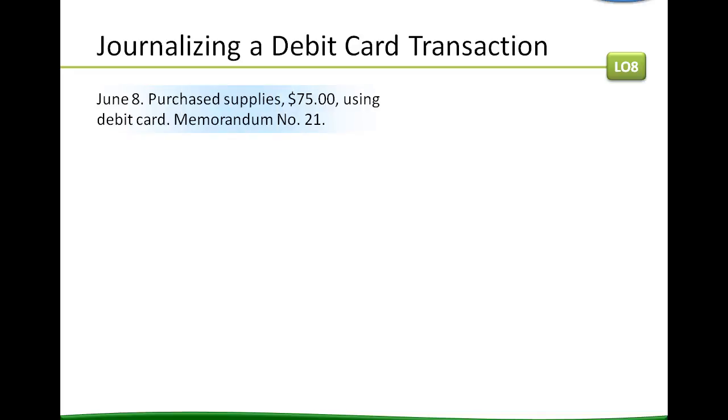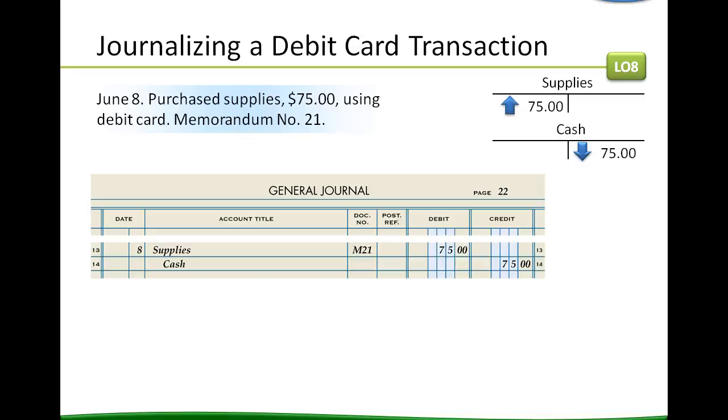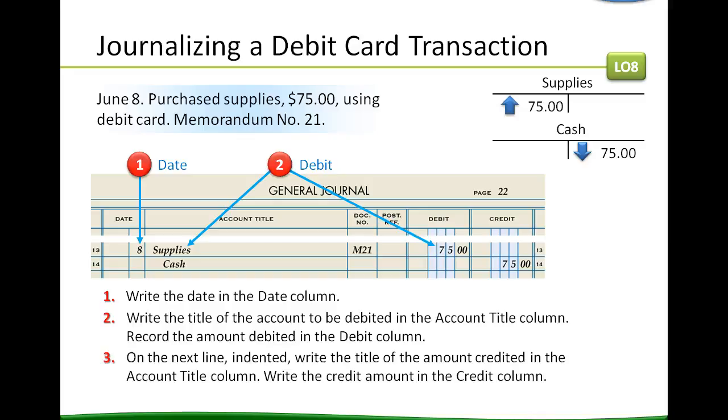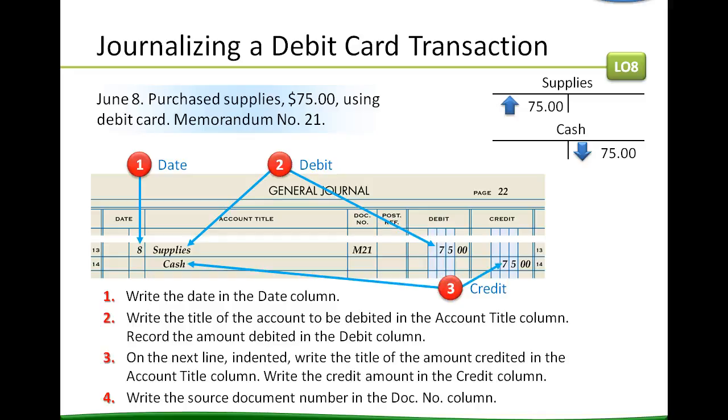So if we look here, I have June 8, purchase supplies for $75 using the debit card, memorandum 21. So our supplies increases, it's an asset, it's on the debit side, and our cash decreases, credit on the asset side. And we record it in our general journal. So we have the date, supplies, $75 debit, and cash is a $75 credit, and memorandum 21.